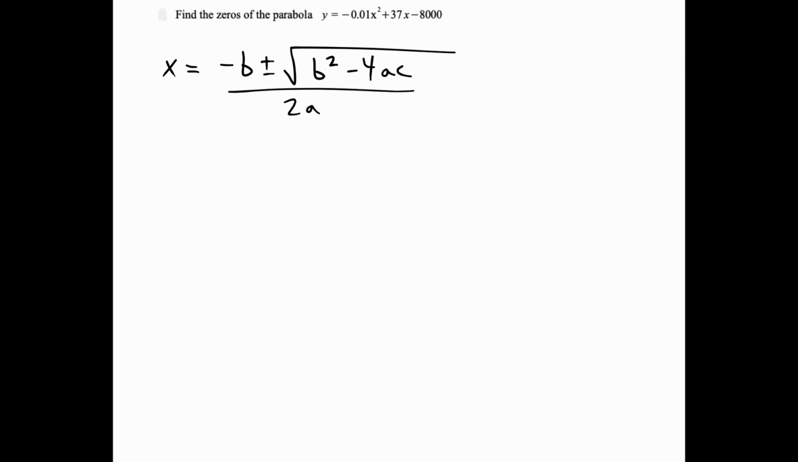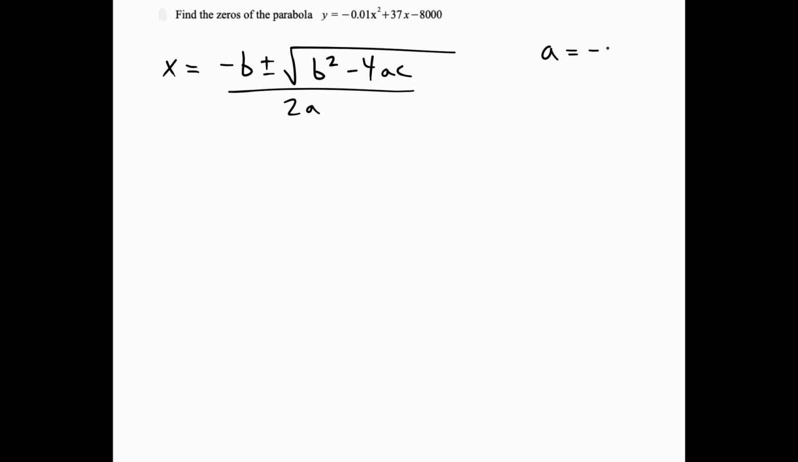In this problem, we'd like to find the zeros of the parabola y equals negative 0.01x squared plus 37x minus 8,000. So we can use the quadratic formula to find them. The quadratic formula says that the zeros will be located at negative b plus or minus the square root of b squared minus 4ac, all over 2a. So we just want to identify the a, b, and c of our parabola.